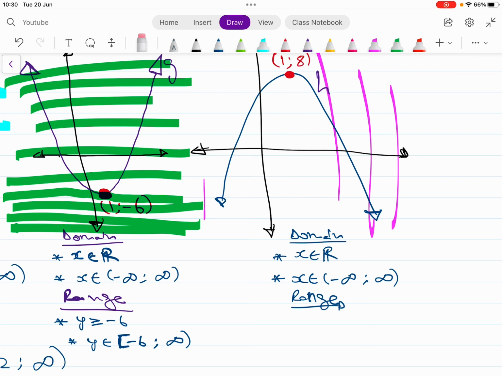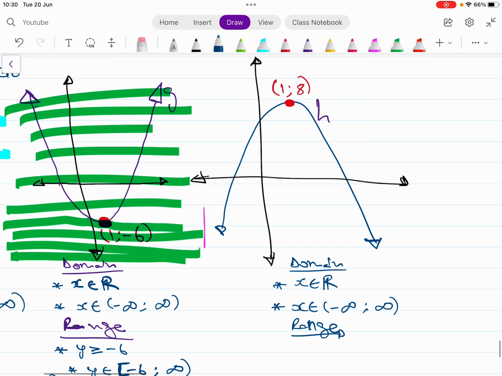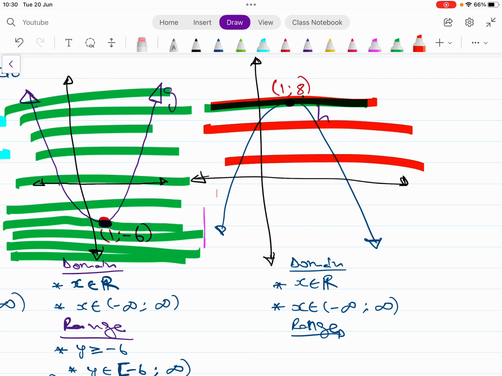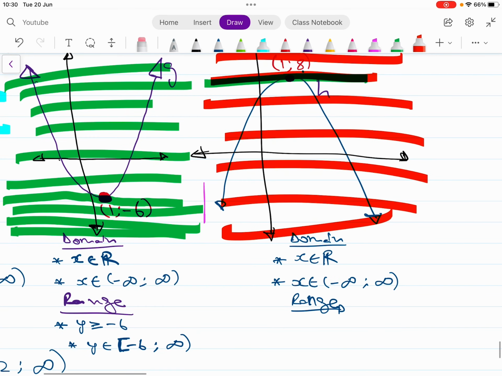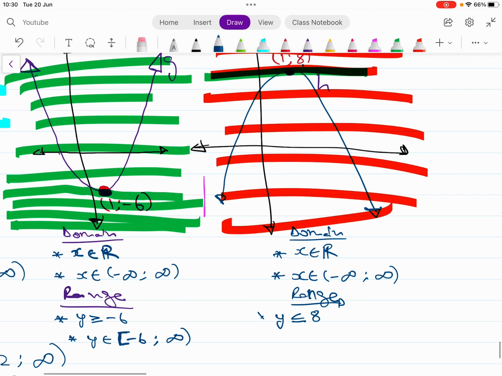In terms of the range, we are going to say this graph exists from 8 downwards. This is where the graph exists, from +8 all the way downwards. As you can see, above 8 there's no graph there. So for the range, you just have to indicate that the graph exists from y is less or equals to 8. That is the way you can write the range.